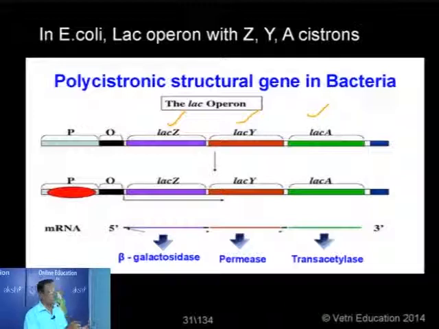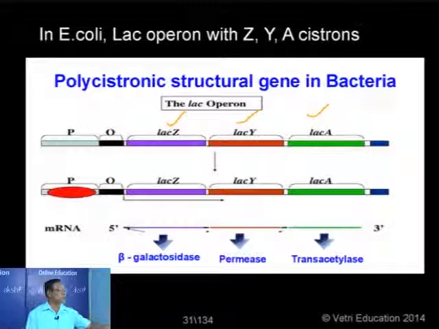So a structural gene may contain only 1 cistron or 2 cistrons or many cistrons. If it contains more than 1 cistron, then it's called a polycistronic structural gene. It's very common in the case of prokaryotes. So here, this is the structural gene having 3 cistrons, lac Z, lac Y and lac A.